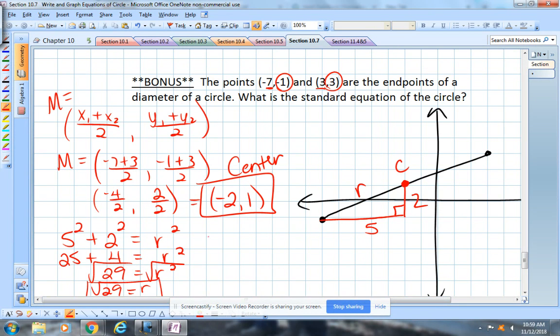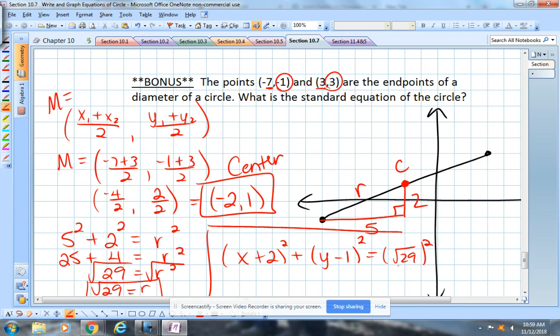Now that you have them both, you're going to say x, change the sign, plus 2 squared, plus y, change the sign, minus 1 squared, equals radical 29 all squared. And what's radical 29 squared? So x plus 2 squared plus y minus 1 squared equals 29 is your equation of that circle.